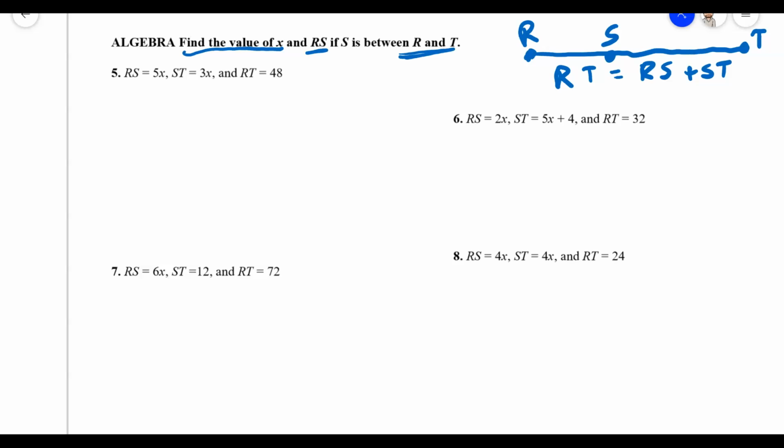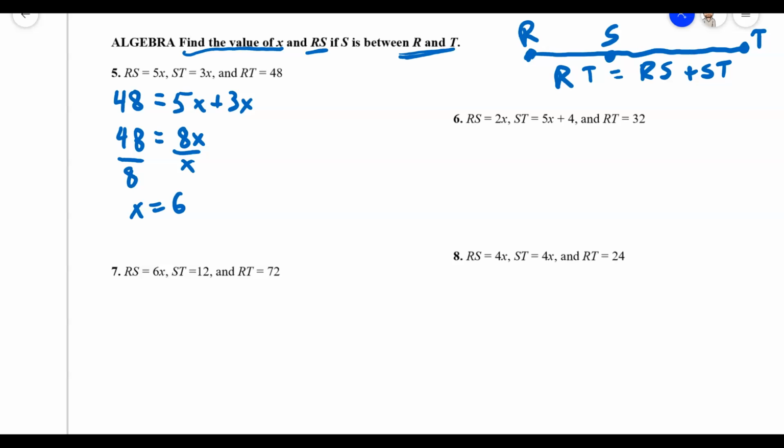All right, so let's take a look at the first one in light of that. If RT equals RS plus ST, what does that mean? It means that 48, which is RT, equals RS plus ST, 5x plus 3x. So that's the first step. And now we're going to, just like we did in our review of algebra, solve for x. So I have 8x equals 48. It's 2 steps here. x equals 6. So that's step 1.